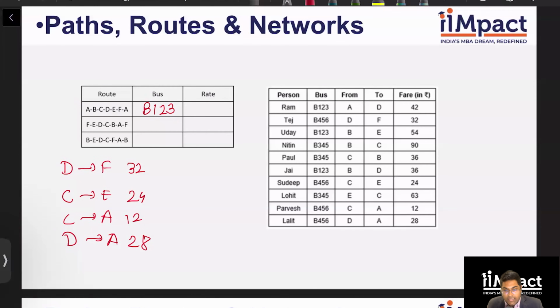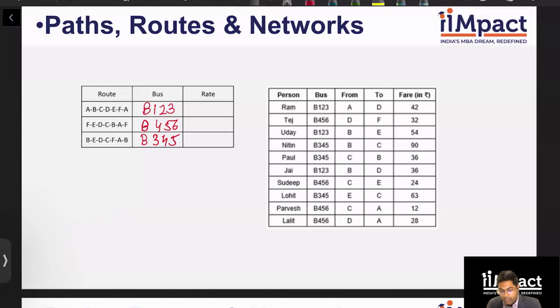How about D to F and D to A? So DA has to be closer than DF. Yes, and that is the case only in route number 2. DA is closer than DF in route number 2, compared to route number 3 where F is closer to D than A. So therefore I know this is the route for B456, and this leaves B345 for the other one. Is this clear? I think step number 1 is pretty straightforward, but yes, definitely time consuming. I'm not saying it's easy. Next we need to find out the rates.